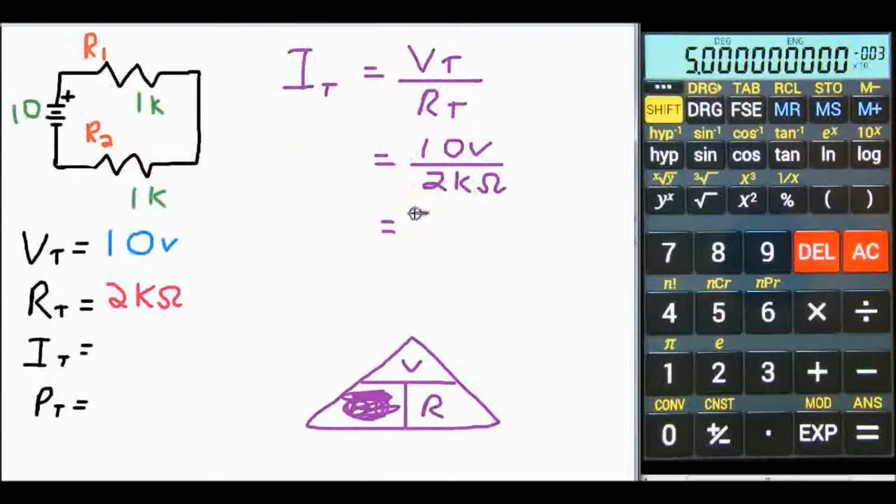So we have 5, and if we look up what negative 3 is, it is milli. So our current is 5 milli, and current is measured in amps. So the current through the circuit is equal to 5 milliamps. And let's go ahead and put it in our answer key.